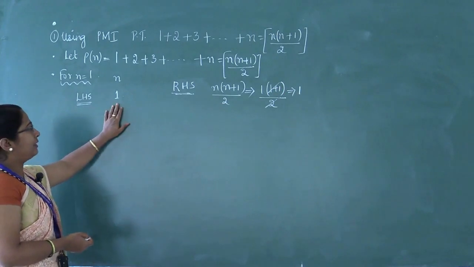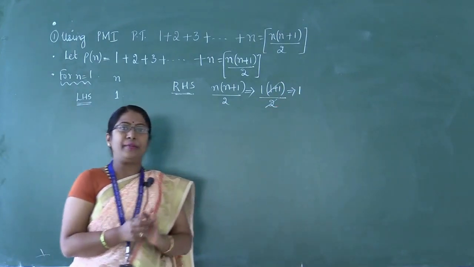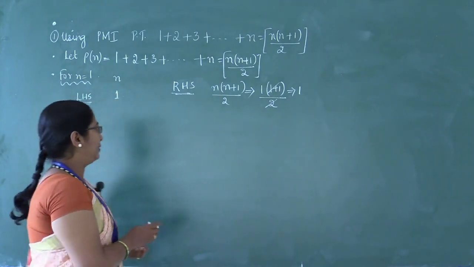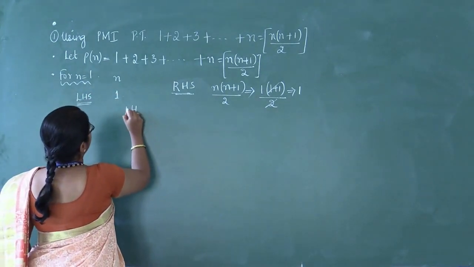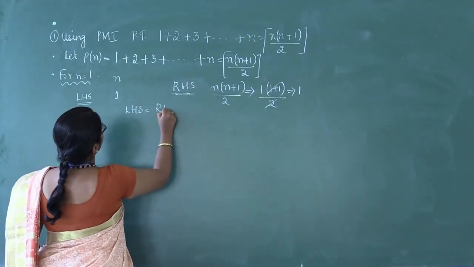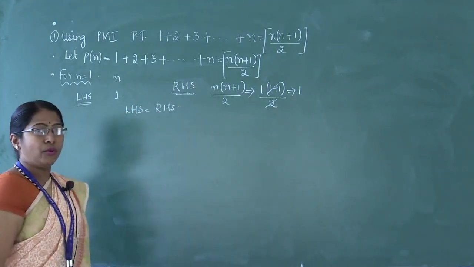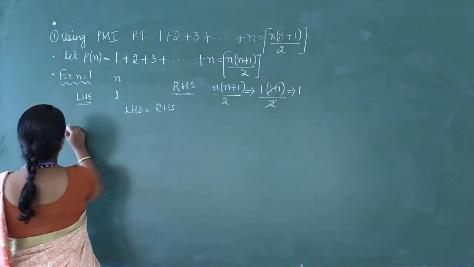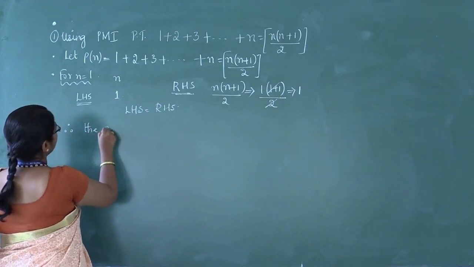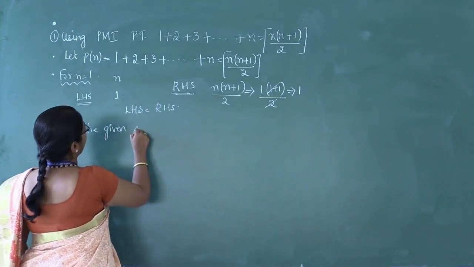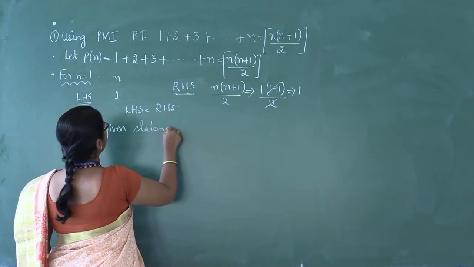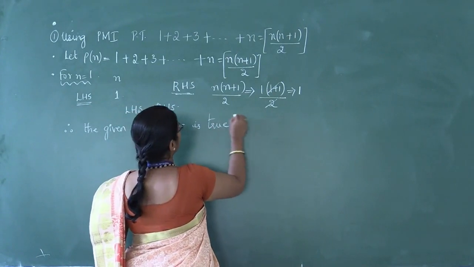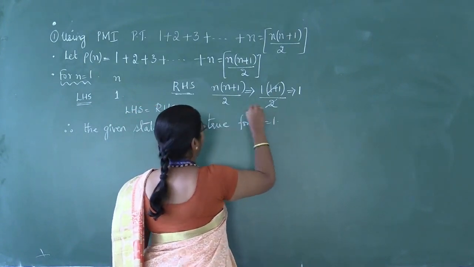Now, can I say LHS is equal to RHS? We've got the same answer. Hence, we can come to a conclusion that LHS is equal to RHS. So here, LHS is equal to RHS. Therefore, the given statement is true for n equal to 1.